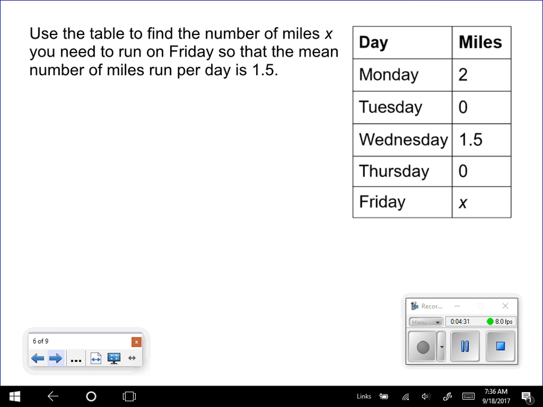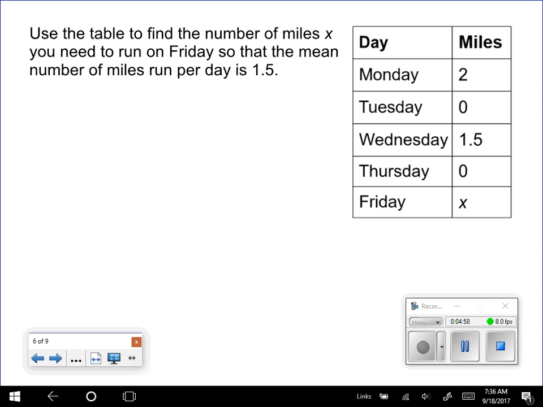Okay, so let's look at this one together as well. It says, use the table to find the number of miles x you need to run on Friday so that the mean number of miles run per day is 1.5. So it shows you Monday we ran 2 miles, Tuesday we ran 0, Wednesday we ran 1.5, Thursday you ran 0, and we don't know Friday. It already tells us that's what our x is. That's what we don't know.